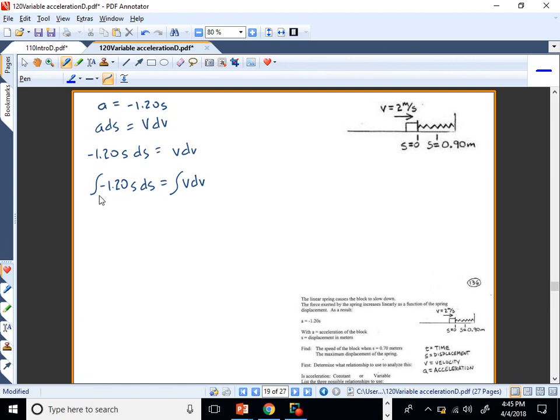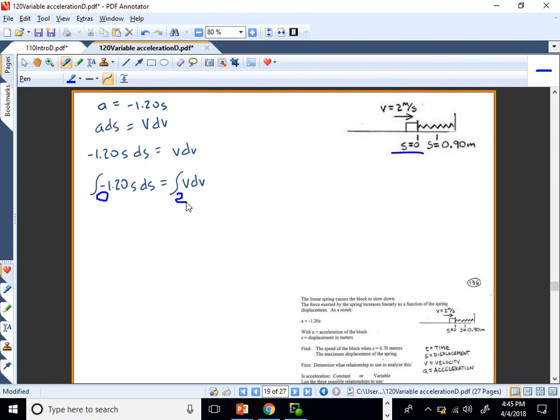So when we start integrating, what's S? Zero. What's V? 2. It's 2, okay? So watch it. You can't just do antiderivatives on this stuff. You got to account for your starting conditions. When S is 0, V is 2. Those go in as your lower limits, okay?